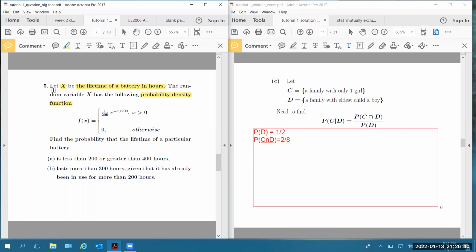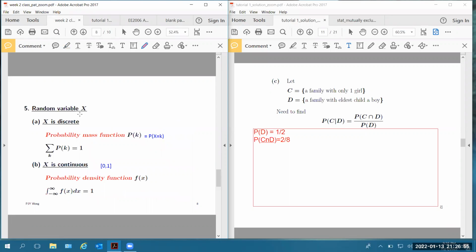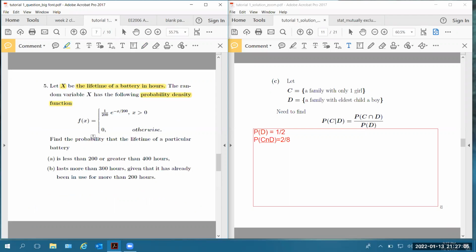So meaning what? Meaning this X is what kind of variable? Continuous or discrete? It has a probability density function. So it's actually a continuous random variable, because only a continuous random variable has a probability density function. Okay, all right, so we know this one is a continuous random variable. So this is your probability density function. You've got some expression here for x more than 0 and 0 otherwise.